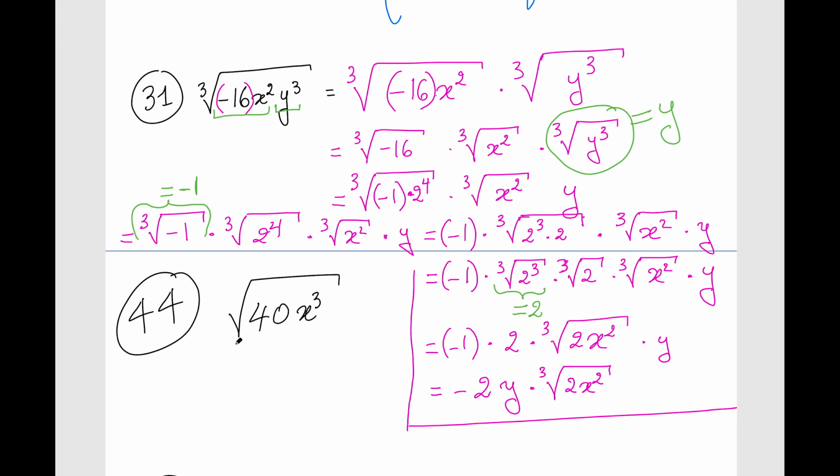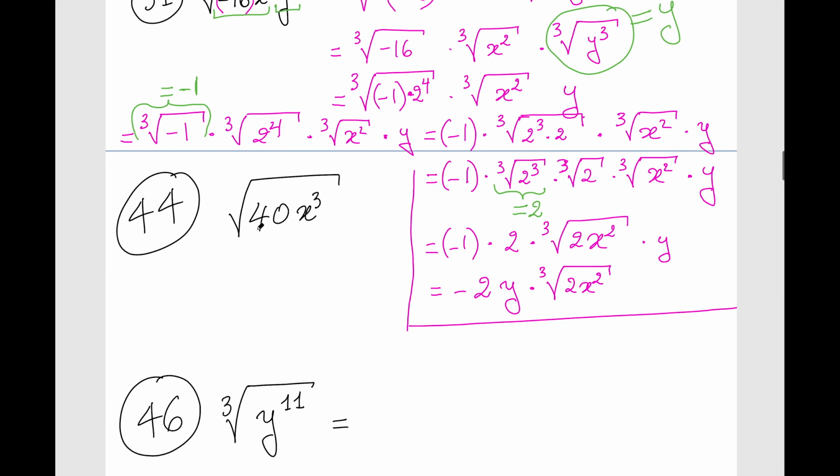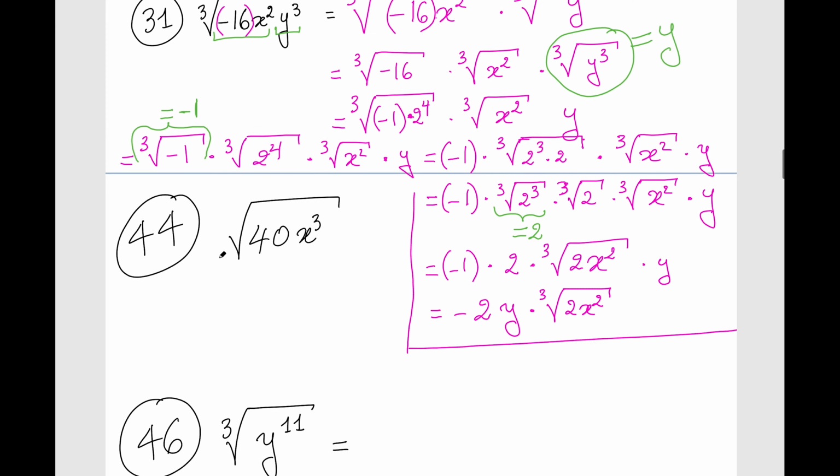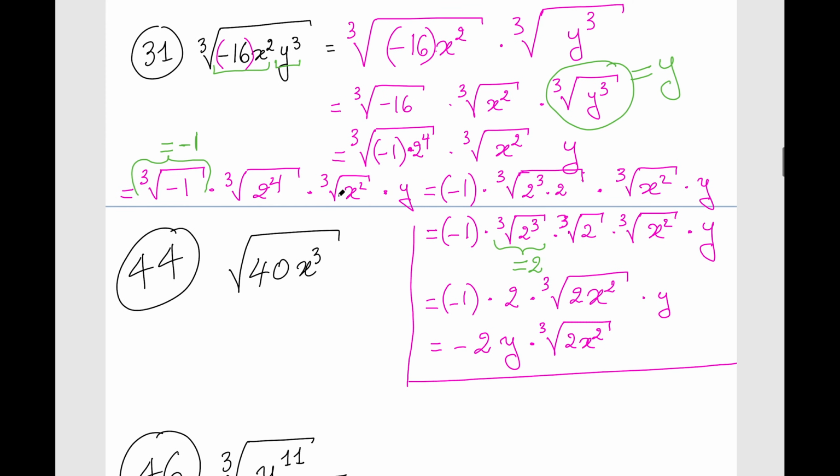Let's do 44. Square root of 40 times x cubed. All right. The first step, I'm going to proceed exactly the same in all of the problems. I'm going to split them up first because the language here is times, right? So I'm going to split them up by the product rule for radicals. So I'm going to get square root of 40 times square root of x cubed.